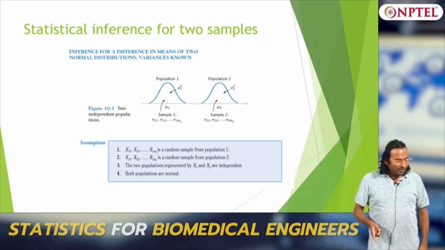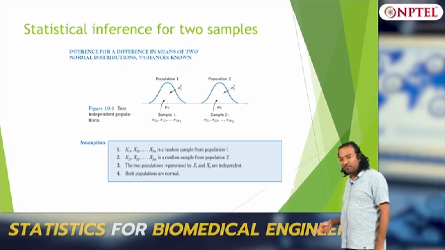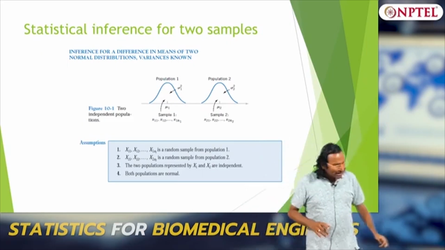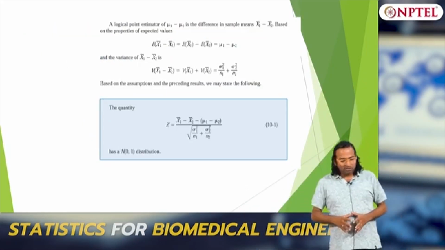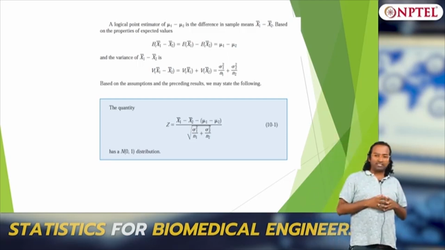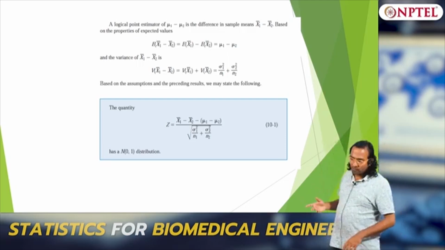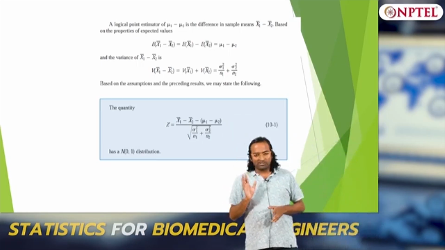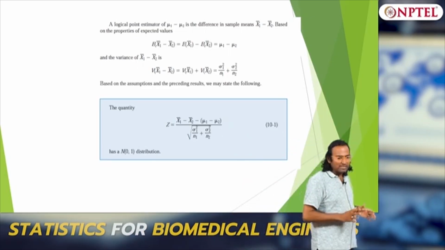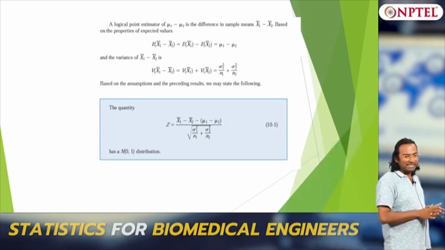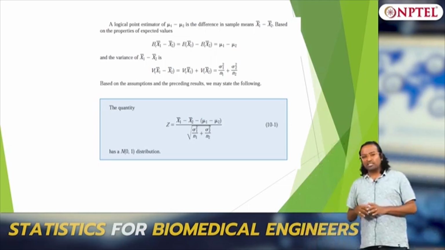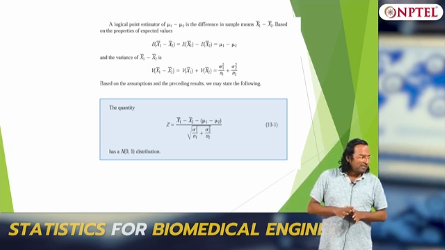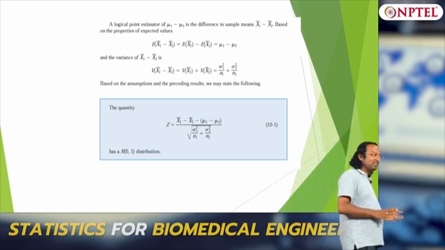We are not taking support of the central limit theorem, but we are assuming directly that the underlying population is normal. Under these conditions we can do a test for mean, a test for variance, and a test for proportions. All three we can do. In this class we will quickly cover all these three. As I said, for one sample I took a long time, for two samples I will take only one class. This class we will cover all these three ideas.